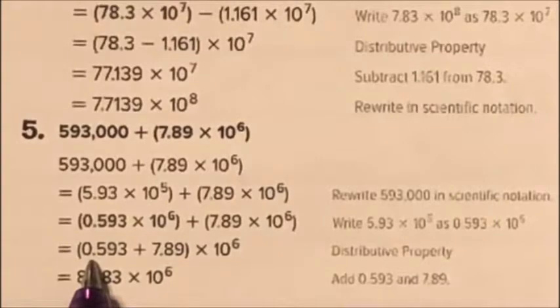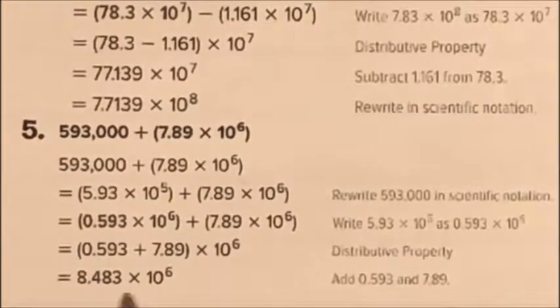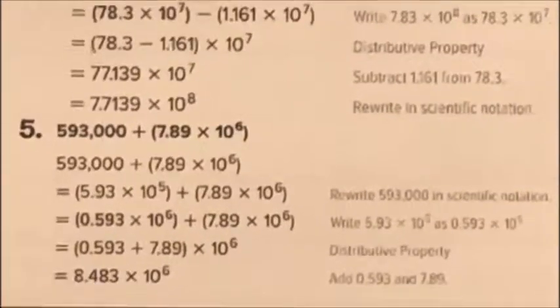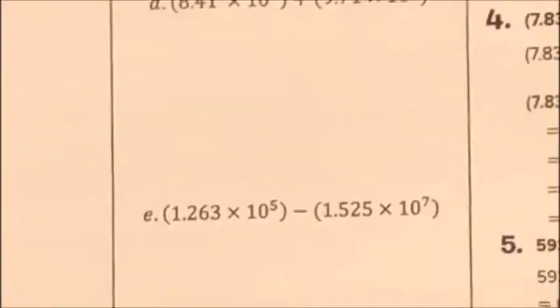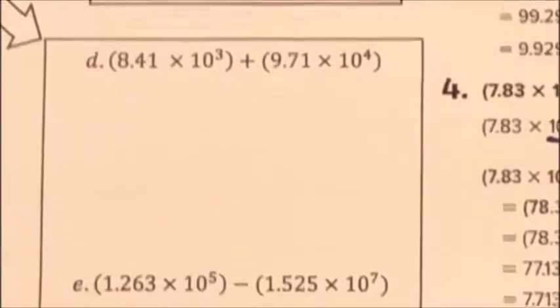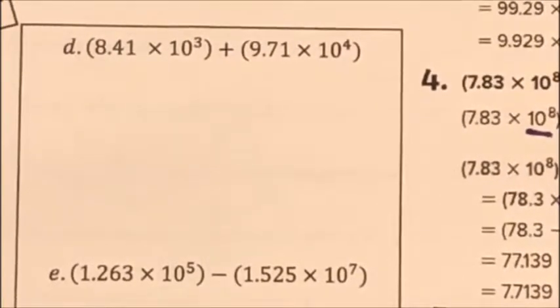I add the numbers together. 0.593 plus 7.89, I get 8.483 times 10 to the 6th. Okay, I don't have to change anything because it's already in scientific notation. So I have 3 try problems here. I have D, E, and F. So go ahead, try them on your own, pause the video, and when you come back, we'll go over the answers together.